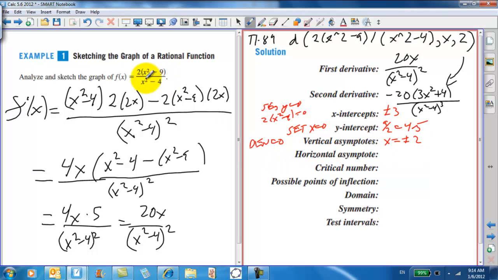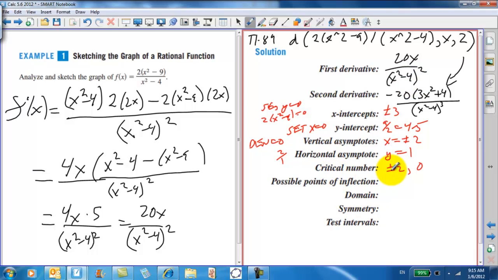Horizontal asymptotes, since we have the same degree, it's going to be the ratio of the leading coefficients, so it's going to be 2 over 1. So we have y equals 2 for horizontal asymptotes. Critical number is where the derivative is 0 or undefined. So we've got 2 and negative 2, because those make the denominator equal to 0, and also 0 because it makes the numerator equal to 0. That'll make the whole first derivative equal to 0.